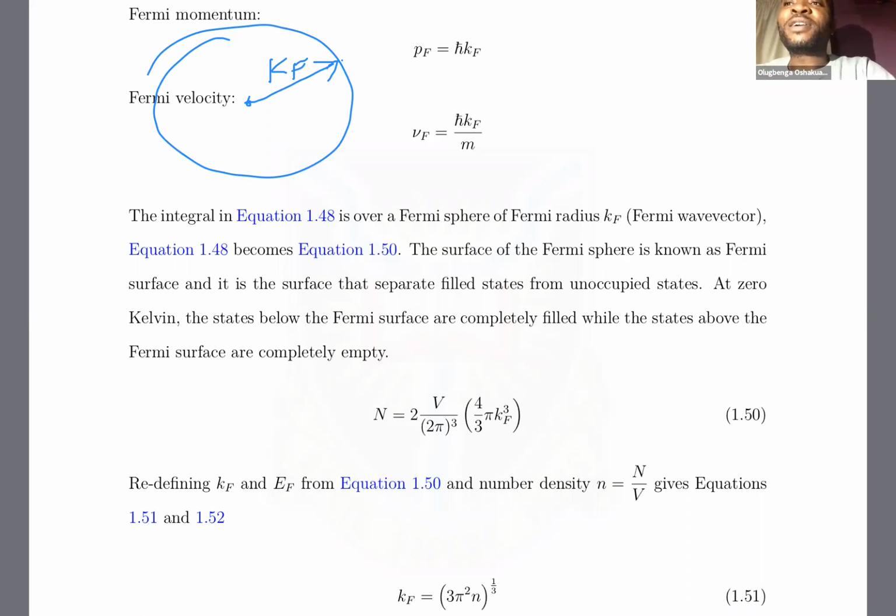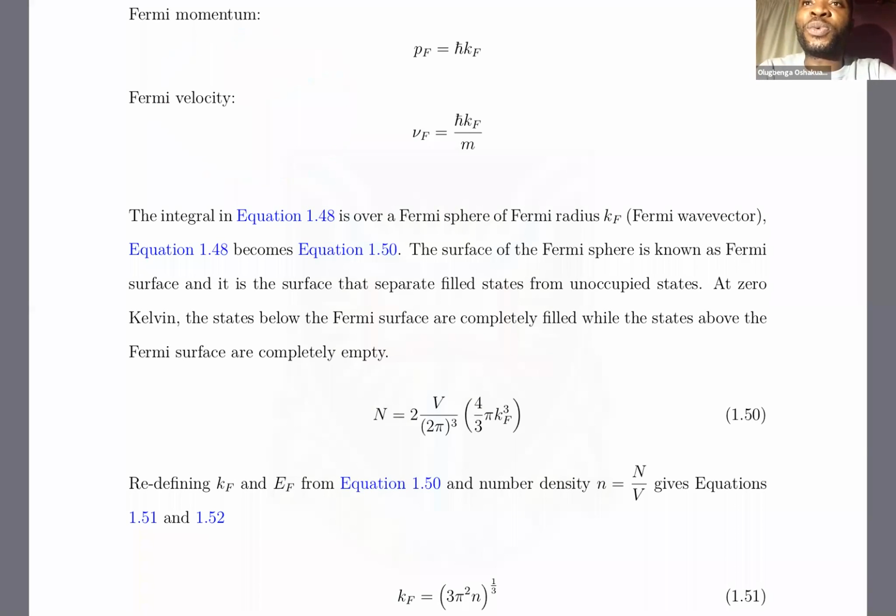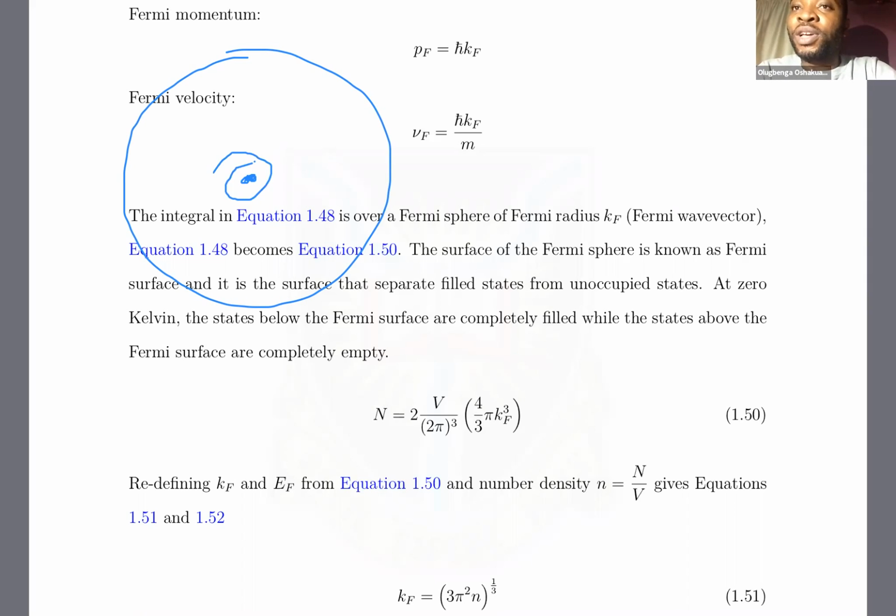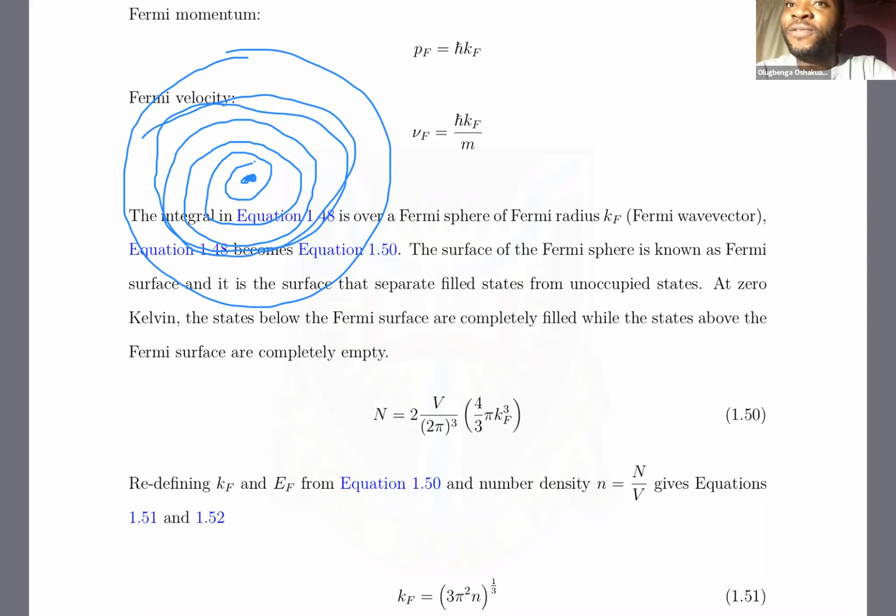The surface of this Fermi sphere is known as the Fermi surface, and it is the surface that separates the filled states from unfilled states. So let's imagine this sphere again. This is the sphere. This is the center. At the center, we can see that the energy level is 0. But as electrons begin to fill it up, they fill the lower energy levels gradually until they fill up to the Fermi surface.